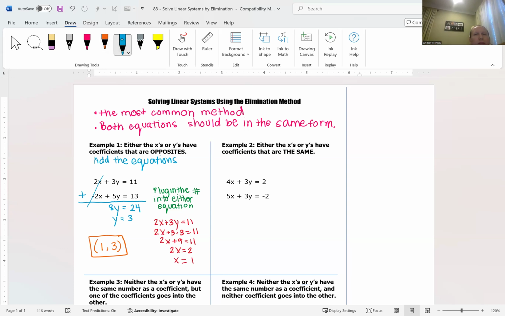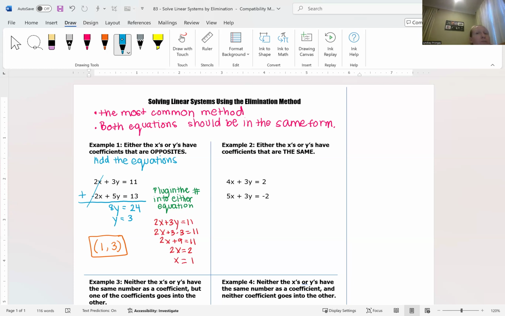Okay, the next one, example 2: either the x's or y's have coefficients that are the same. Now, I'm going to give you two different methods on this one. I'm going to show you one way, but I'm going to be honest and tell you I like the second way better. That's my opinion. Choose what you want to do, but with the first way, be careful of your integer rules. Things can get a little tricky.